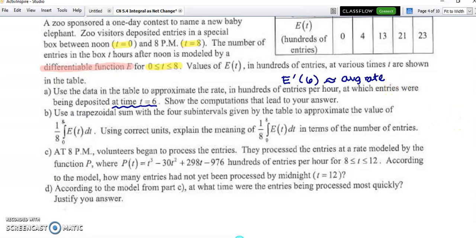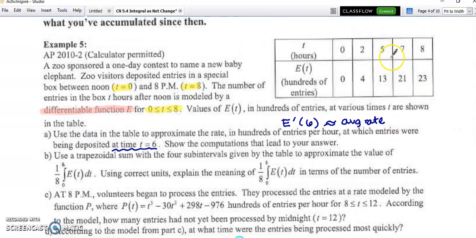So we'll have to pick some values. 6 is between 5 and 7, so I would use the average rate of change in E in order to calculate an estimate for E prime of 6. Make sure you show your computations, and remember, on this one you have to show your difference quotient as you're doing it. All right, now let's go to B.